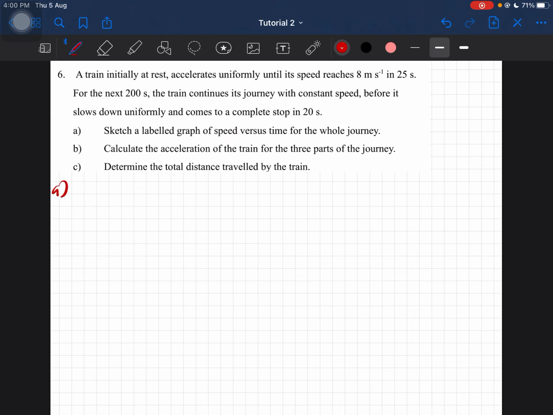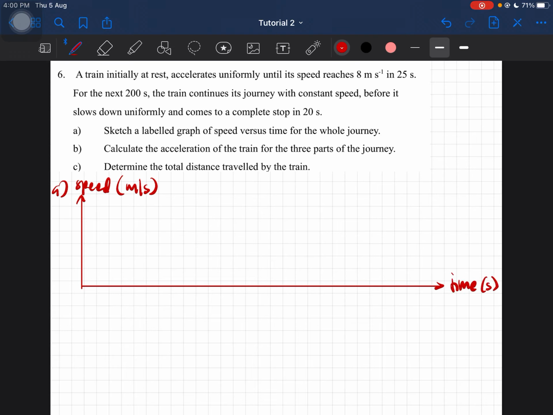Okay, so let's do that. Let me just draw the axis. So this is our speed in meters per second. Then we have our time in seconds. Okay, so this train is basically at rest at 0 seconds, and then it goes from 0 to 8 meters per second within 25 seconds. So assuming this is 25 seconds, it is increasing uniformly.